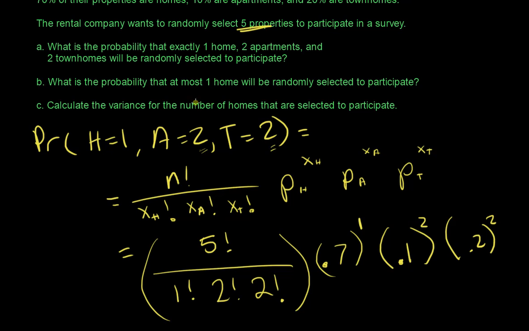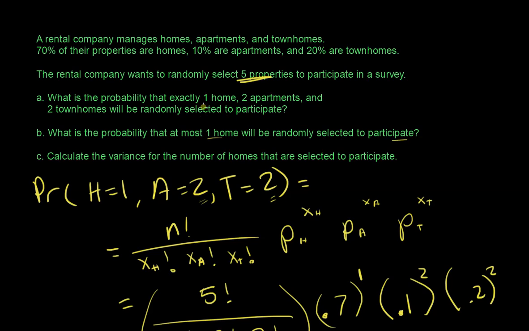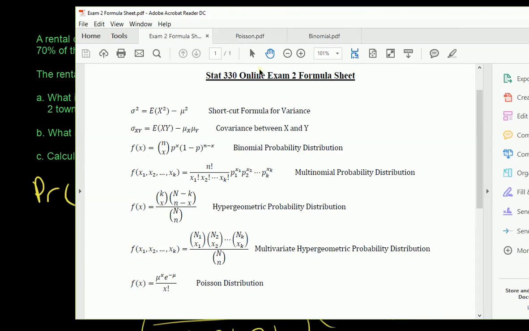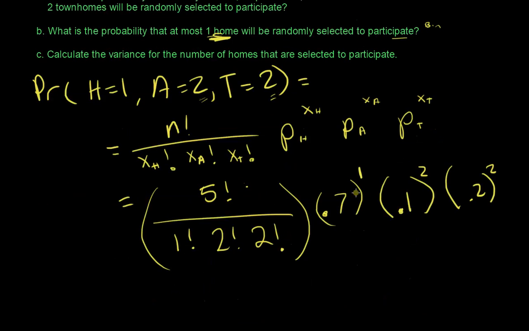Now, what's the probability that at most 1 home will be randomly selected? So again, now we have changed this from a problem involving all 3 different types of properties to now just being home versus other. So this is multivariable, and this is only one variable. So this is the binomial. Binomial only has 1 variable. So from multinomial to now this is just home. So at most 1 home.